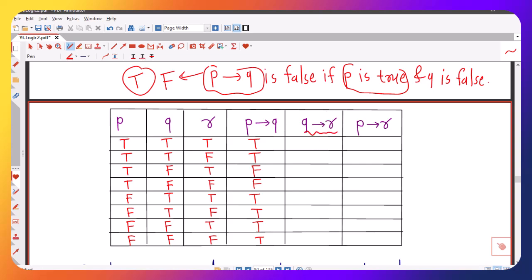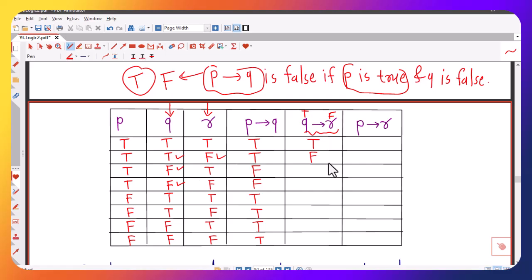Similarly, we can write the column for Q implies R. So for that we will concentrate on these 2 columns. Q implies R is false whenever Q is true and R is false. In all other cases, it is having truth value true. So in this first case, both are having truth value true. Therefore we write true here. Here Q is true and R is false. Therefore this is false.